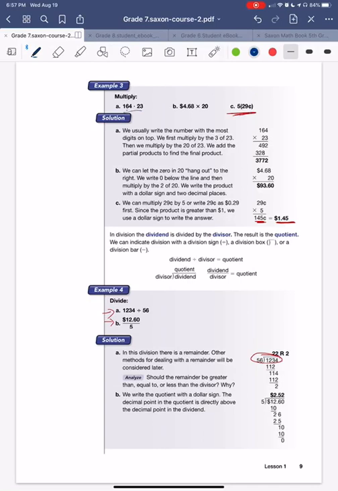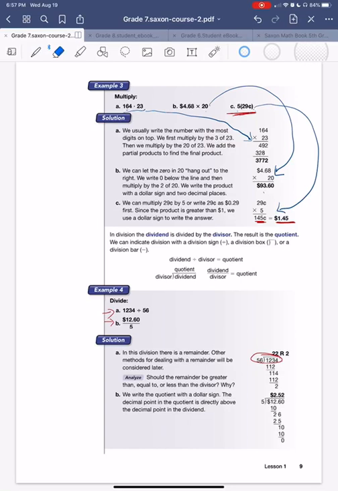So in this case, in these examples, here we are, we're multiplying. So we have 164 times 23, which has been done for you here. You have $4.68 times 20, which was done for you here. And then you have 5 times 29 cents, which is done for you right here. Now, in this case, you'll see where they didn't put the 5 on top, they put the 29 cents. When multiplication, you can adjust to make sure that you have the numbers in a good position so it's easier for you to multiply. So you need your longest number at the top.